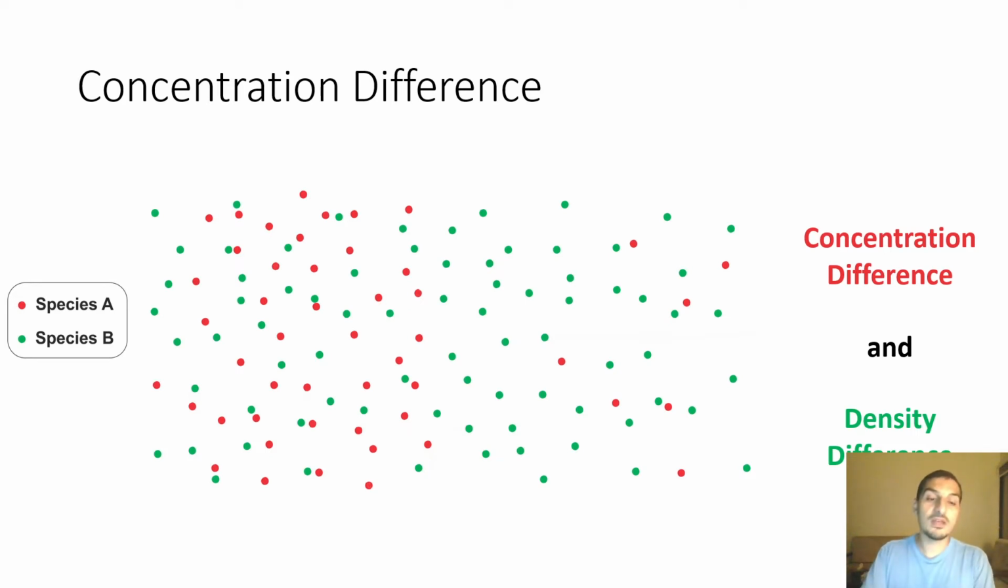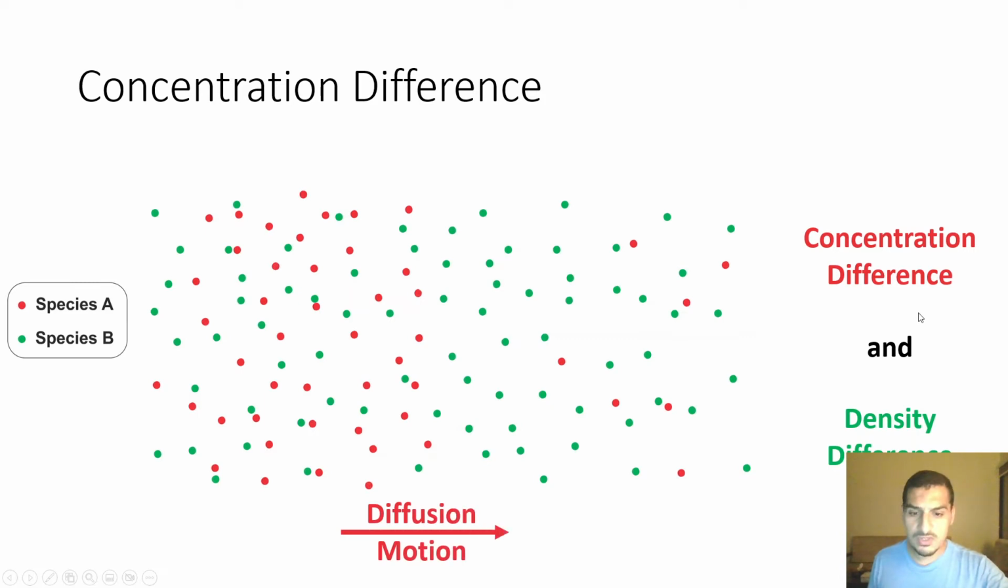And this is what happens. These two differences that we see here will lead to two different driving forces. The first is the concentration difference. We have talked about this many times before: the concentration difference will lead to diffusion motion from the left hand side to the right hand side for only species A, because species A is the only species that has a difference in concentration, and that's why it's going to diffuse from the left hand side to the right hand side.